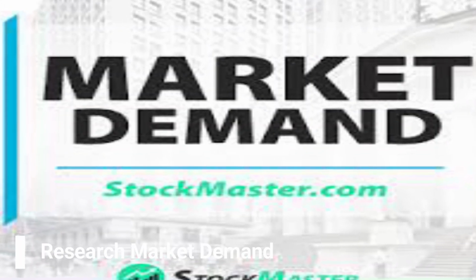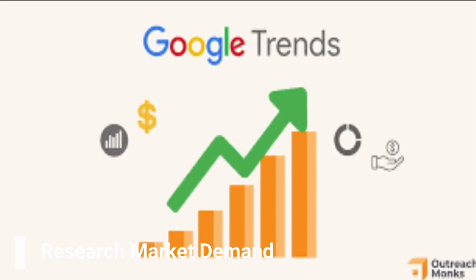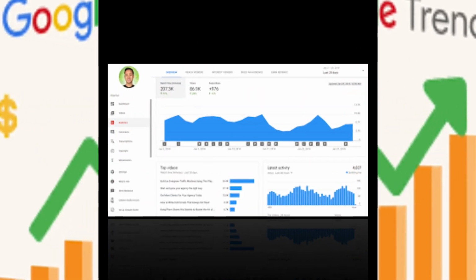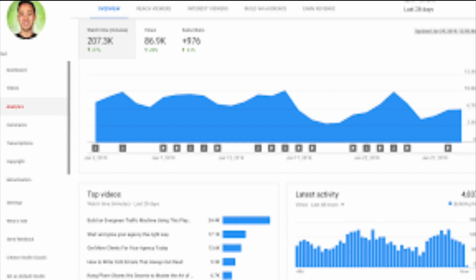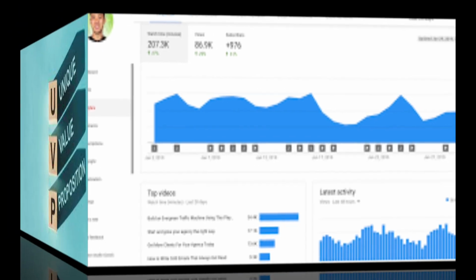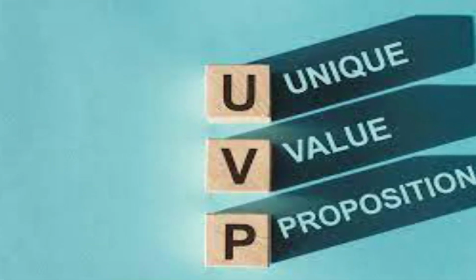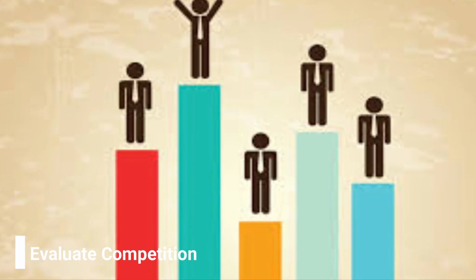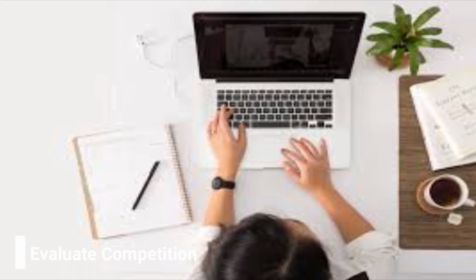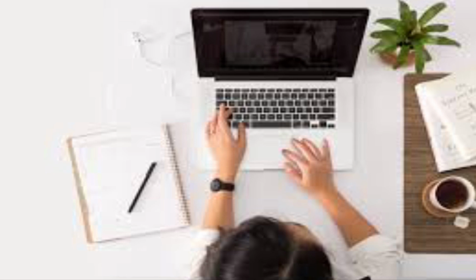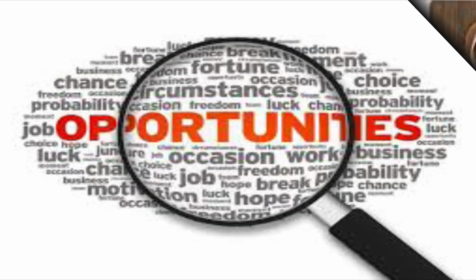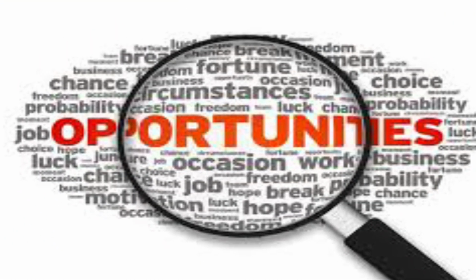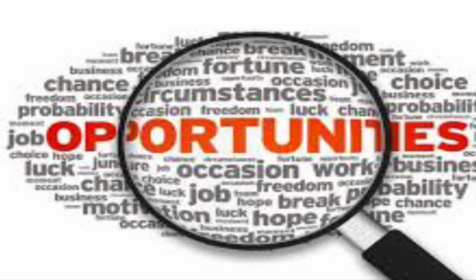2. Research market demand. Use tools like Google Trends and YouTube Analytics to gauge the popularity of your chosen niche. Look for gaps in the market where you can offer unique value. 3. Evaluate competition. Study successful channels within your niche to understand what works and what doesn't. Identify opportunities to differentiate your content.